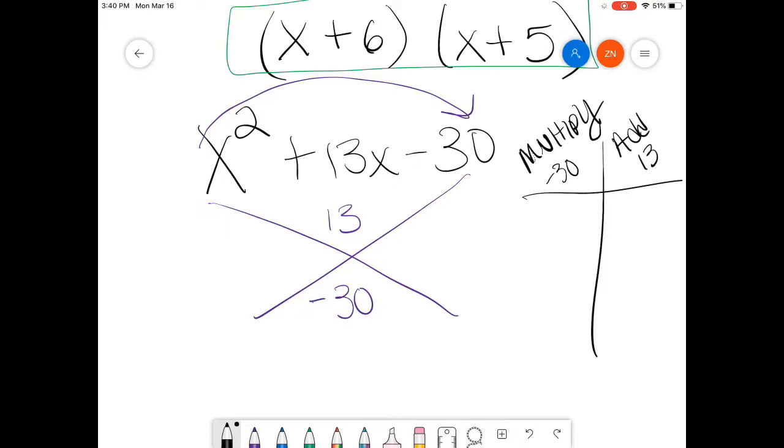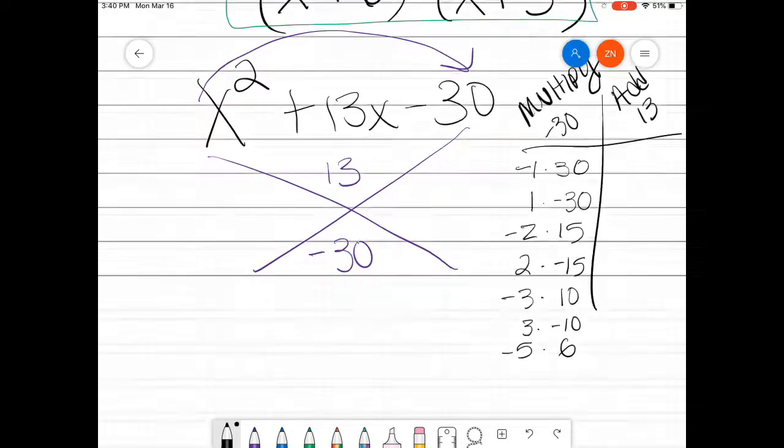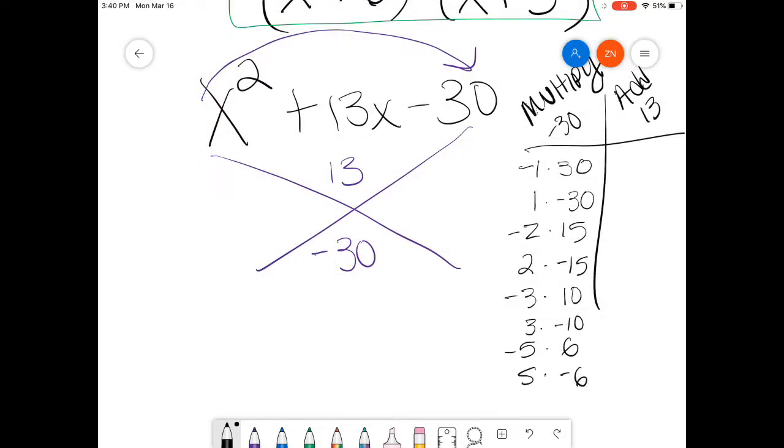Hey, I've already listed some of the factors of 30, right? But now this time I have a negative 30, so be careful. Something has to be negative. Negative 1 times 30 or 1 times negative 30. Then I have negative 2 times 15 or 2 times negative 15. I also have negative 3 times 10 or 3 times negative 10. I also have 5 times 6 or 5 times negative 6.